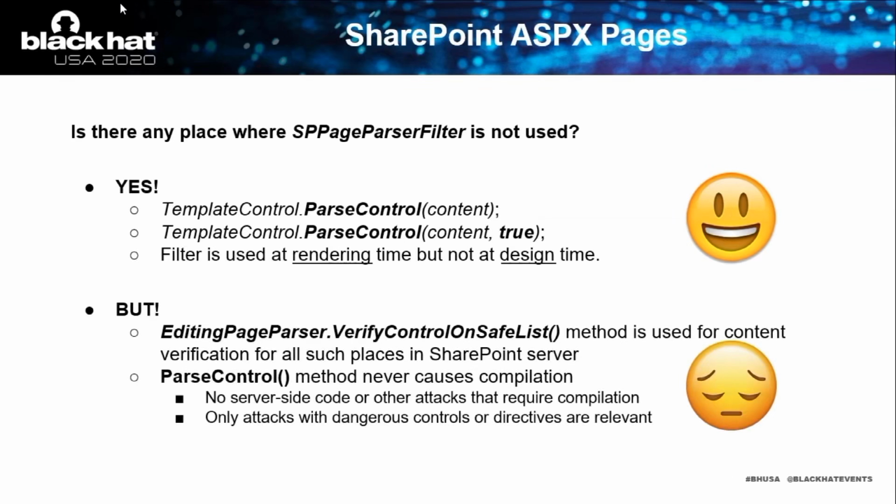But even if page filter is not applied, SharePoint uses another way to verify the input. It is the VerifyControlOnSafeList method from the EditingPageParser type that aims to do the same task as the original page filter. So what can we do? Let's imagine for a second that we are able to bypass either this method or page filter. By the way, each such bypass is a separate vulnerability. We will present them in a few minutes.